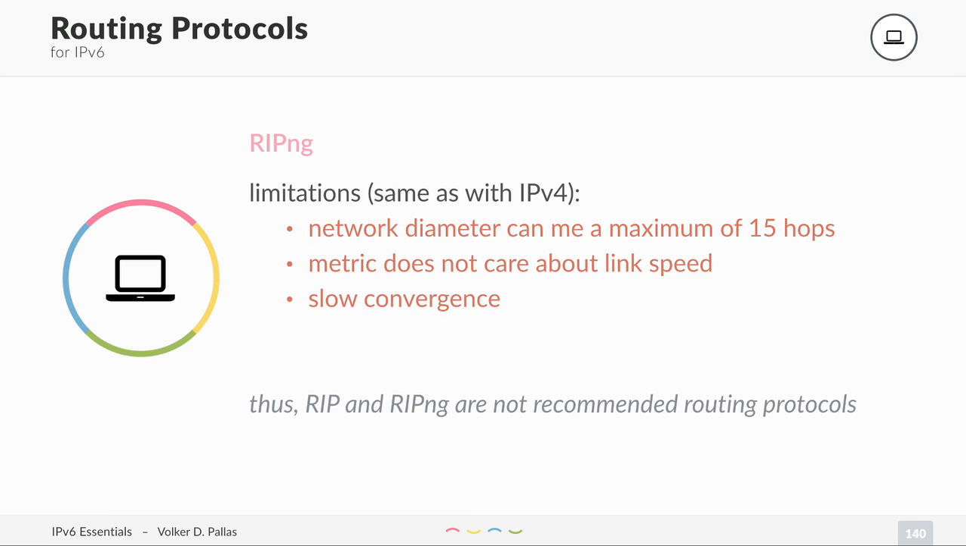Let's look at some details. We have limitations like in IPv4. The network diameter can only be a maximum of 15 hops, which means you can only have a fairly small network and you don't want to use RIP really. The next problem is metric does not care about link speed. So if you have a 10 gig interface and you have a 100 meg interface, RIP does not know, and it might carry your traffic over the 100 meg that is full, while the 10 gig is not used and everything will be slow. And like I told before, the convergence is really slow. Don't use RIP, it's not recommended.